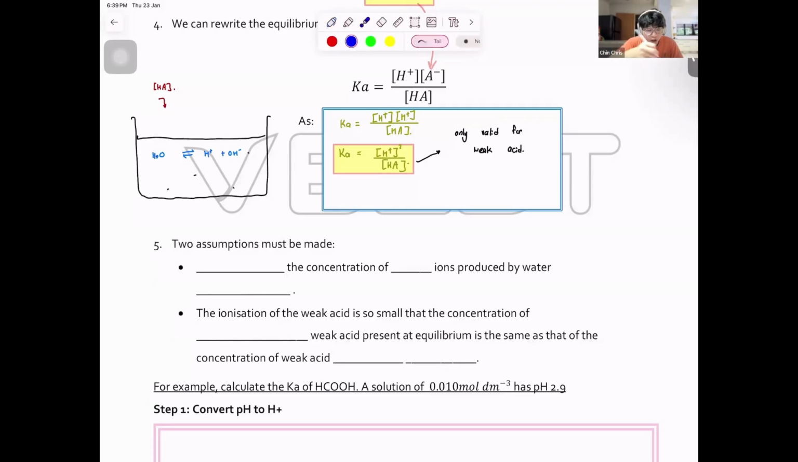Technically, some of the H plus ions also come from H2O, but we can't tell how much H2O would dissociate when you add a weak acid. We know that water dissociation is actually very, very small. So the first assumption is that we ignore any of the H plus produced by H2O. Highlight this: we ignore the concentration of H plus produced by water dissociation.